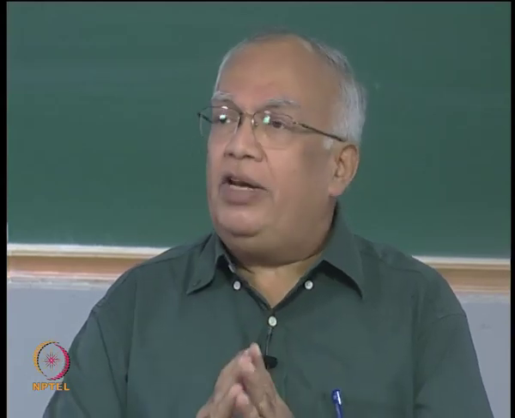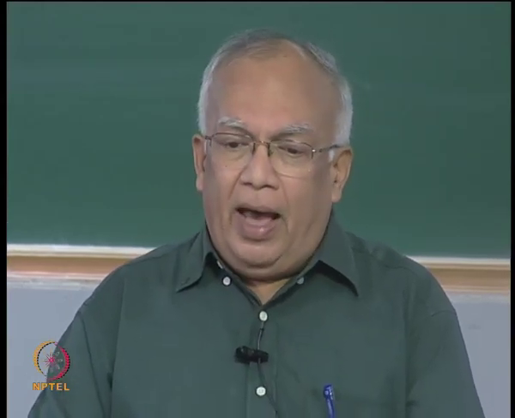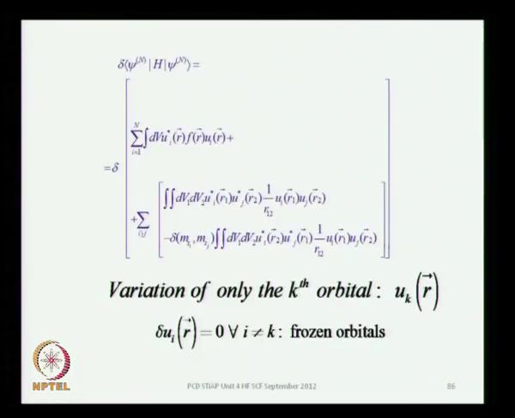So, I am looking at only the first term, and the variation also in the kth orbital, just one orbital. We choose it to be any one of the n orbitals, let it be the kth orbital just for bookkeeping purposes. It is only the kth orbital which will be varied; all other orbitals for i not equal to k will remain frozen.